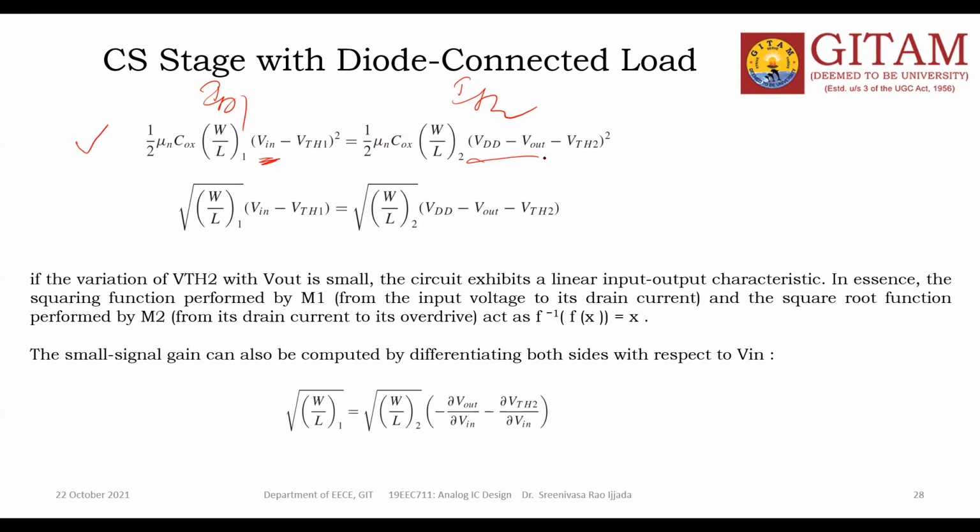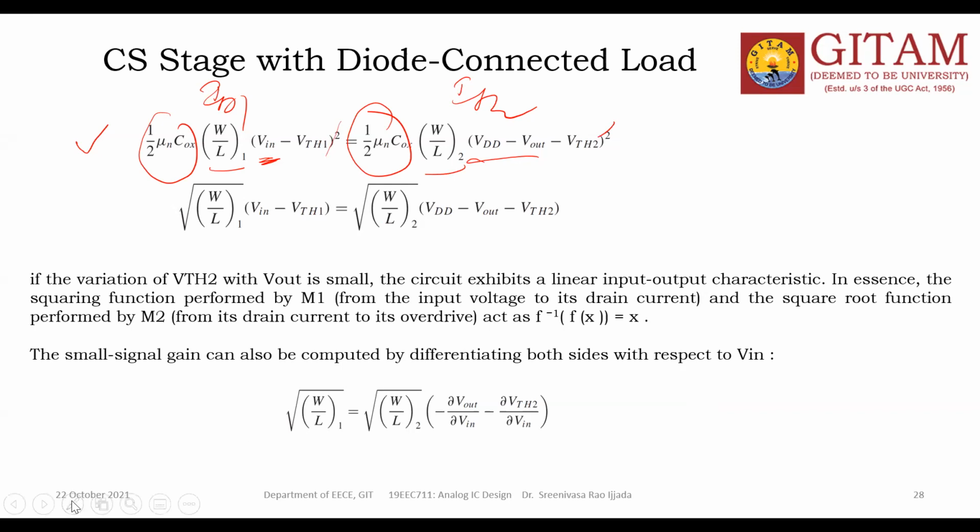Now these terms will cancel. Then applying the square root on both sides, the root will come here and the root and square will cancel here and here. So finally, you get this equation.